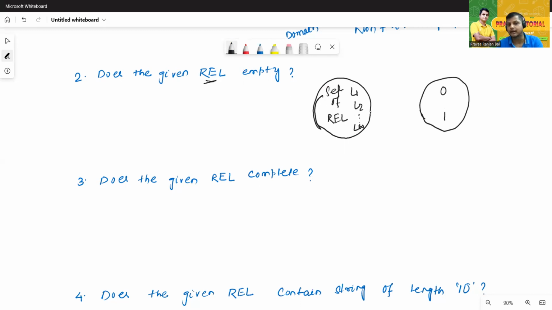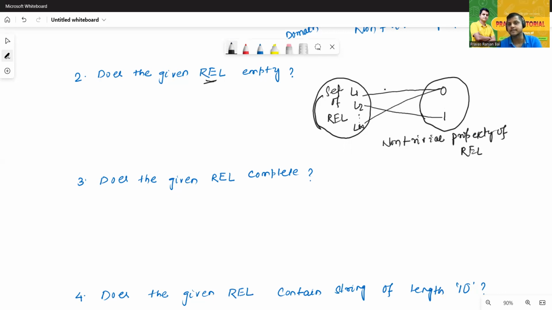Some of the languages may connect with 1, meaning some of the languages may be empty. Out of these total languages, some may be empty, but some may not be empty. But these are RL languages, so it will connect with 0. So this is called a non-trivial property of RL.